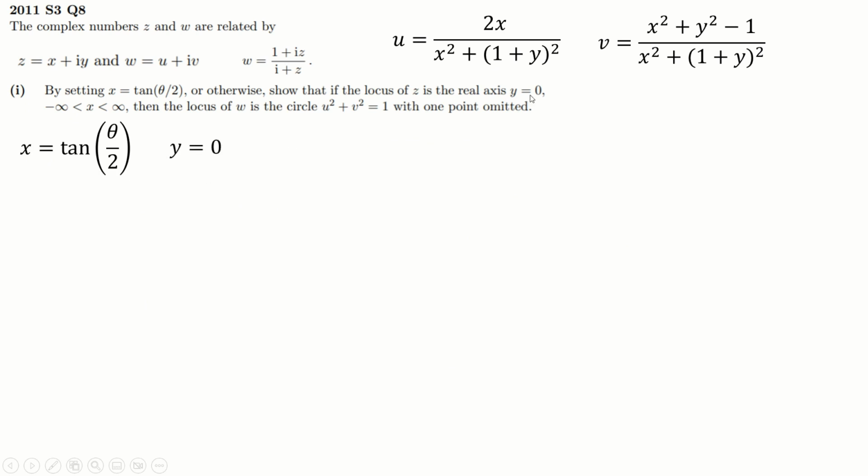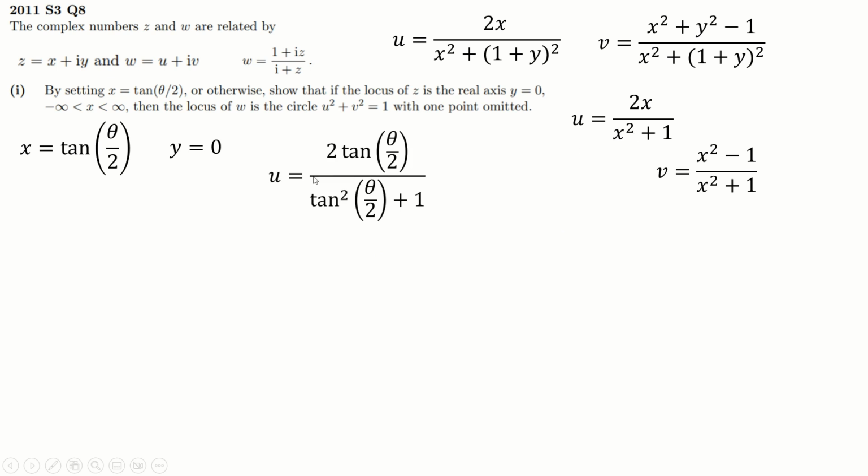I'm even happier to see that because if y is 0, that just makes these two things 2x over x squared plus 1, and x squared minus 1 over x squared plus 1, which is just 1. So okay, I can work with these two things as well. That looks good. So let's put the tan theta over 2 into here.